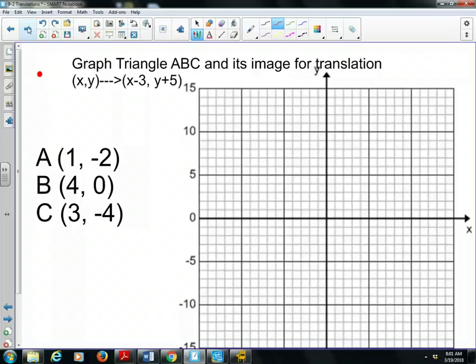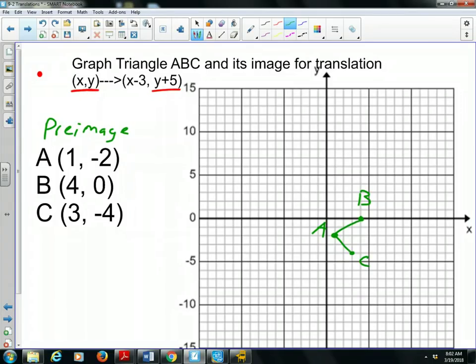Graph triangle ABC and its image for the translation for every ordered pair x, y, x minus 3, so subtract 3 from x, and y plus 5, add 5 to y. All right, so here's our pre-image. Let's graph this and see what we're looking at. So A is at right 1 down 2. B is at right 4, 0. And C is at right 3 down 4. Here is triangle A, B, C.